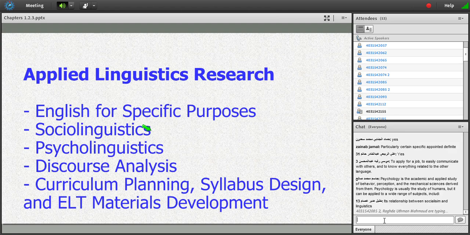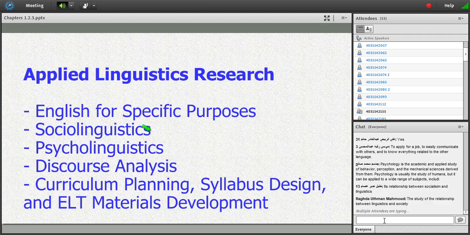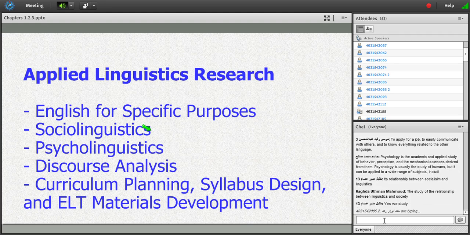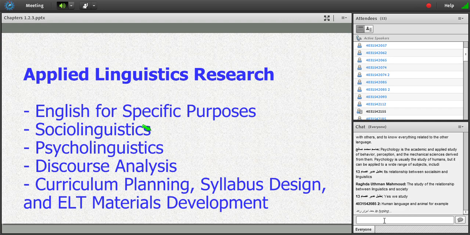Its relationship between sociology and linguistics. So it studies sociology and linguistics when they are related to each other, how sociological factors can influence the way language is used. Exactly. Great. Can you give me some topics that can be actually used to research in this area?